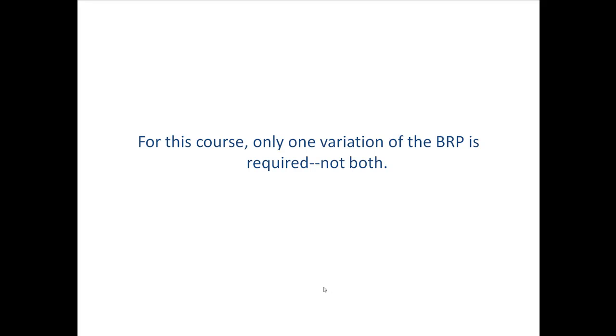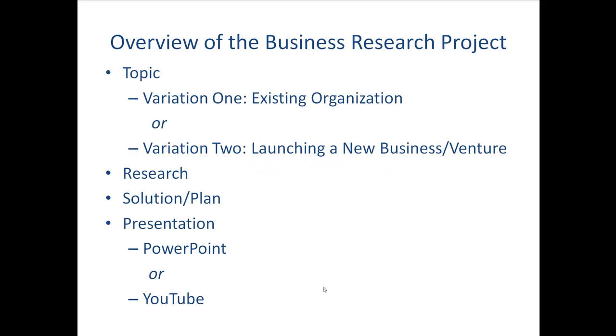That's a key point. Let's take a look at the overview of the BRP sequence. First, the student needs to select a topic. Depending upon the challenge topic selected, it will be attached to either variation 1 or variation 2. If the challenge is dealing with an issue in an existing organization, it's variation 1. If the challenge is dealing with launching a new business venture, then it's variation 2.